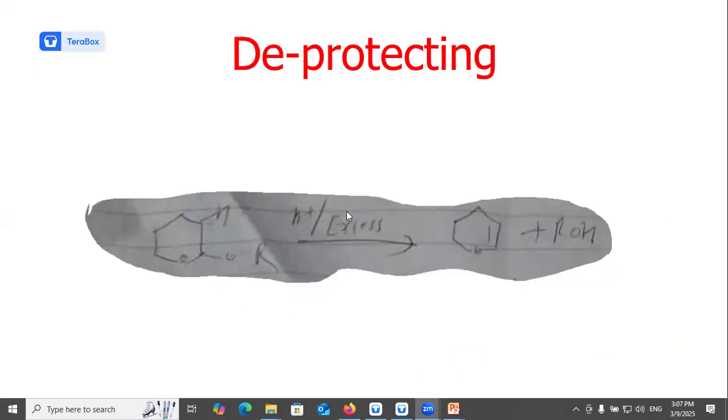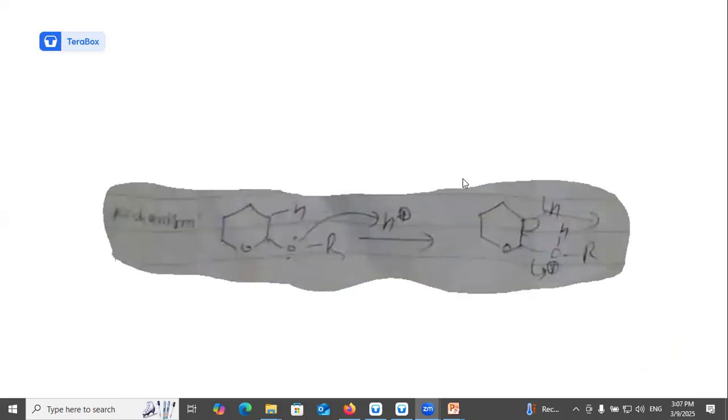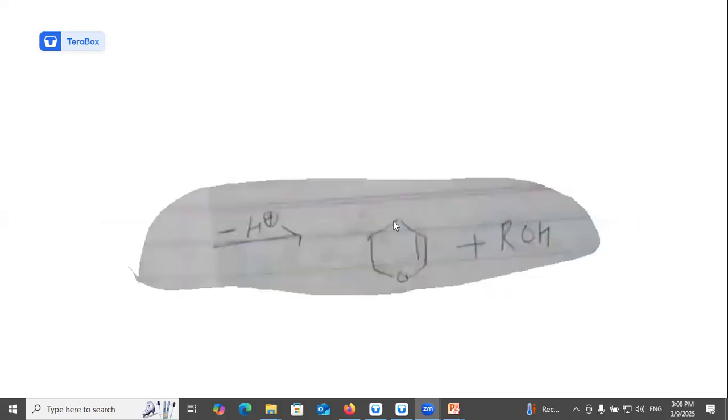Deprotecting: in the presence of acid, we'll get alcohol and tetrahydropyran again. In case of mechanism, the tetrahydropyran ether has a lone pair. This lone pair moves to the hydrogen ion, that is the acid. So we'll get this product with a plus on this oxygen. Then the electrons of the hydrogen-carbon bond move into the ring and detach from the oxygen, neutralizing this plus charge with this bond, and we'll get the alcohol and removal of acid.